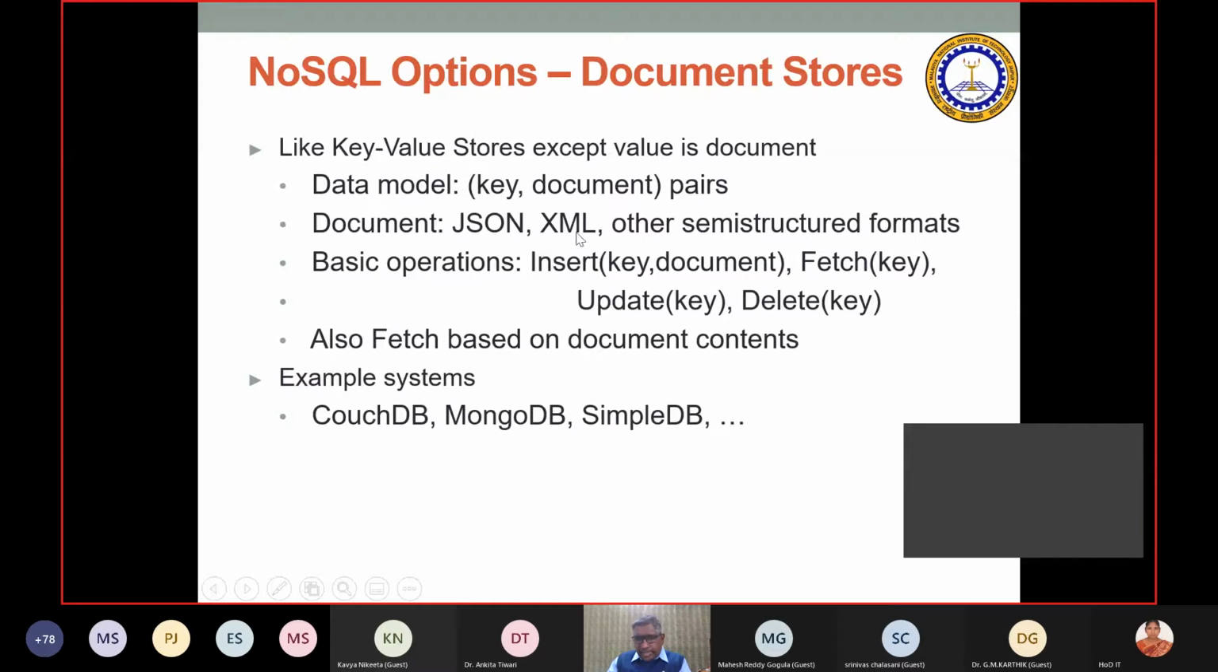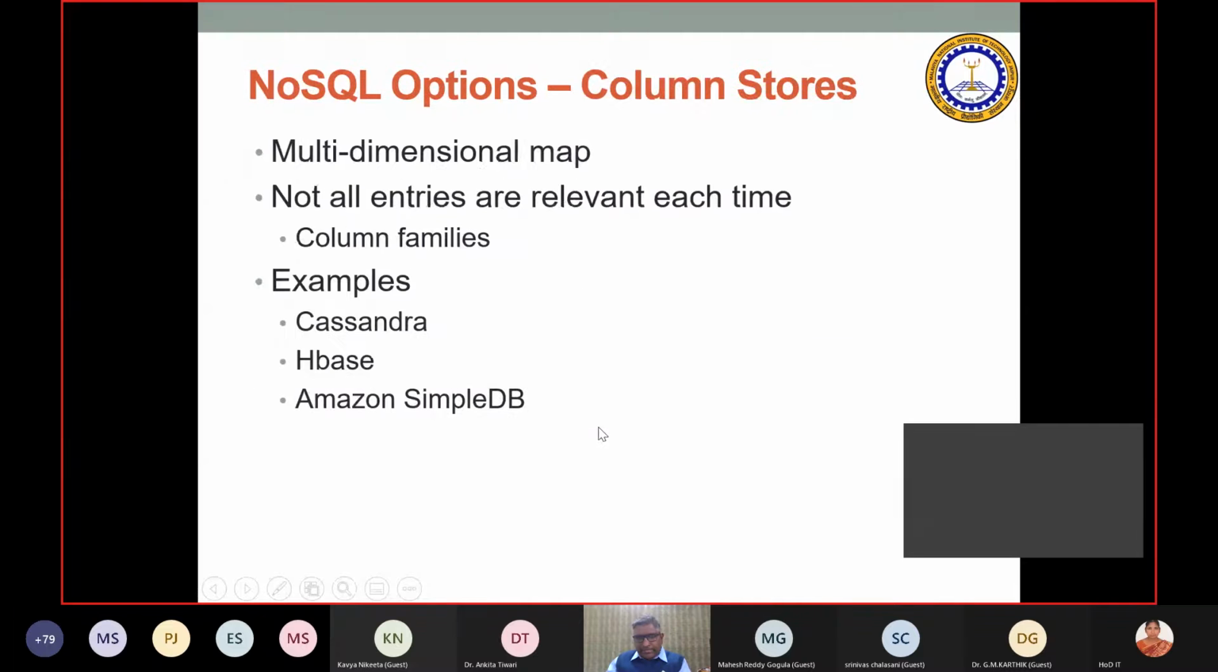XML is extended markup language, and other semi-structured formats the data document can be. Basic operations are the same, but the examples are CouchDB, MongoDB, and SimpleDB. Then there are column stores, which was the default, because HBase was the basic thing. So the column store, Cassandra, SimpleDB also is based on that.